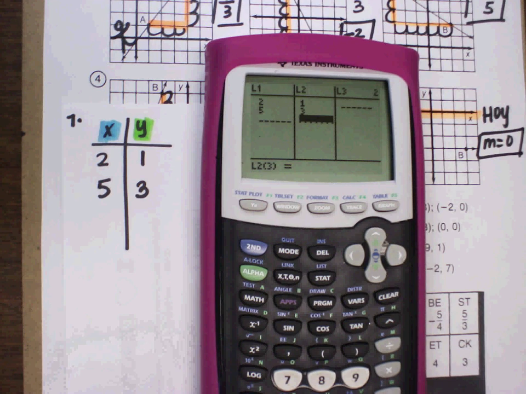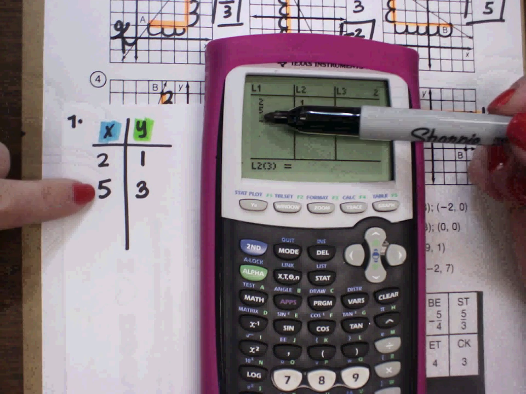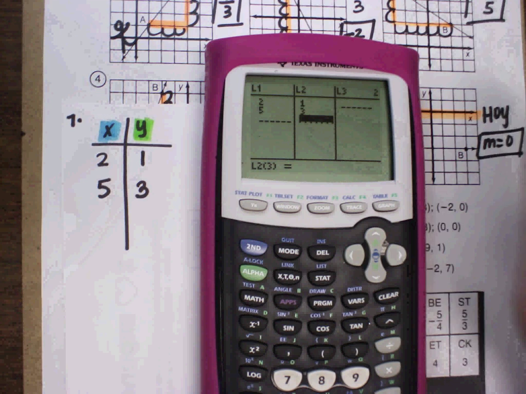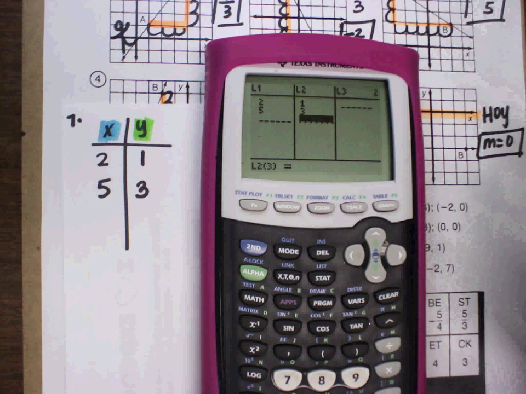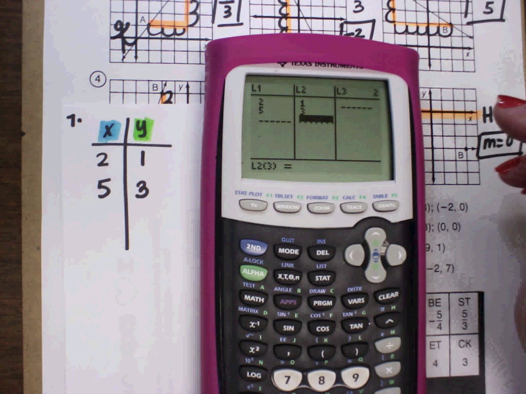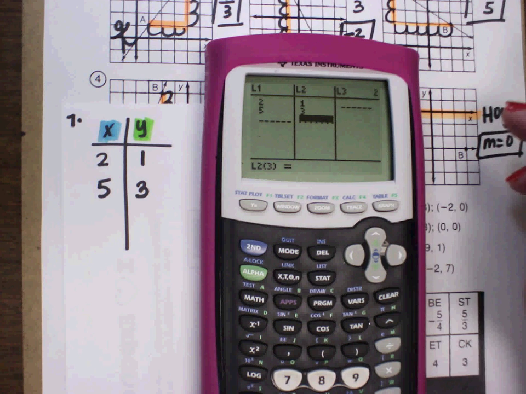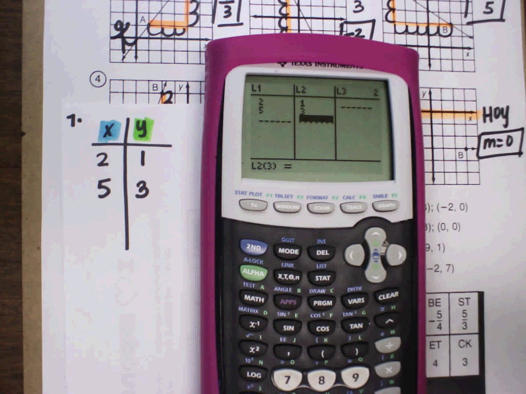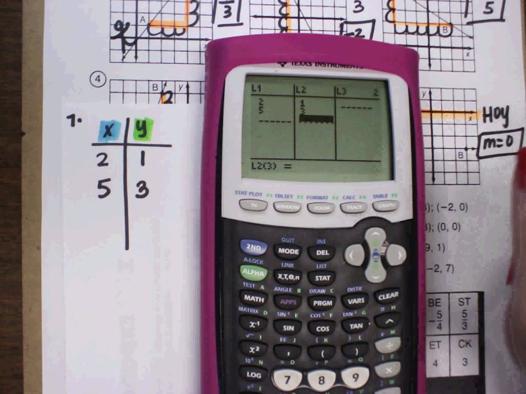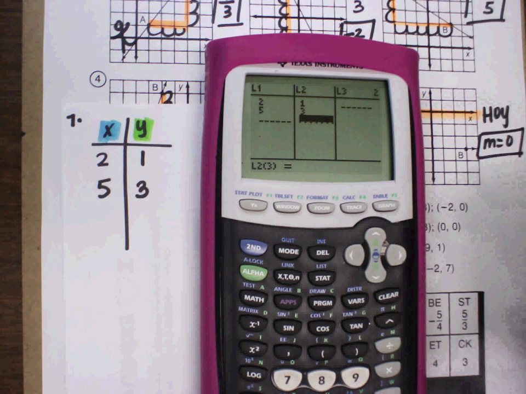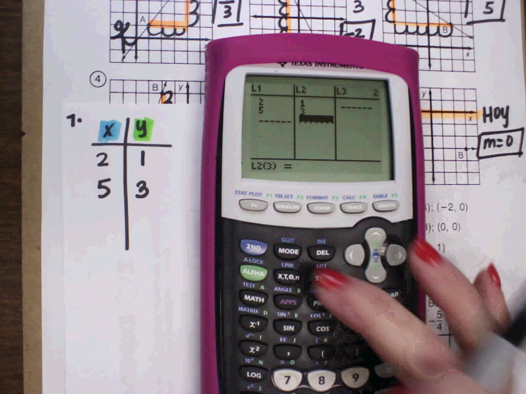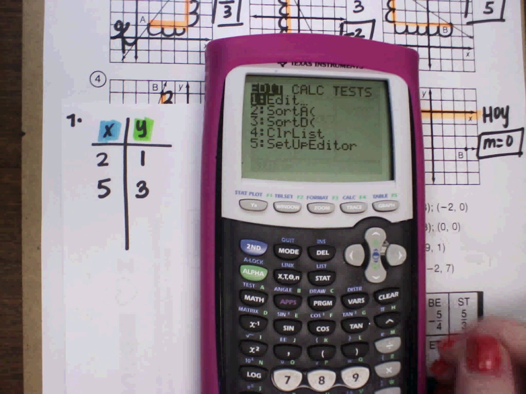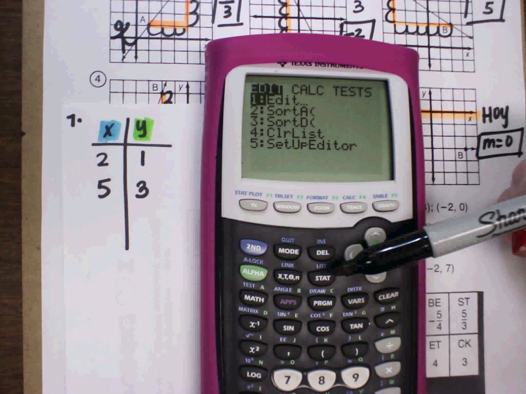All right. We ready? So we're going to tell the calculator, this is a line. I need you to give me the slope and the y-intercept, which we'll learn about in a second, okay? So we're going to go back to stat. Is everybody there again? But we're going to go to calc because she's going to calculate the line for me.